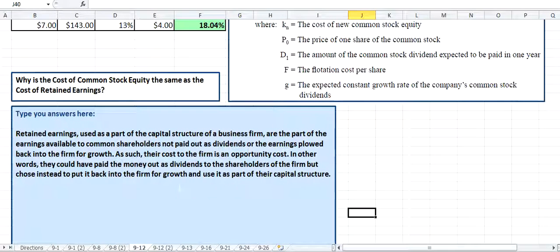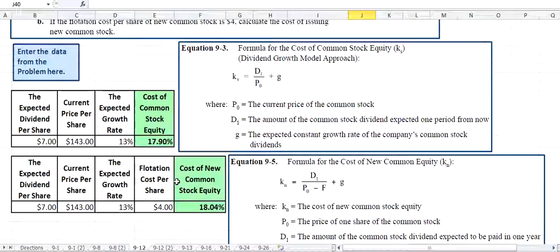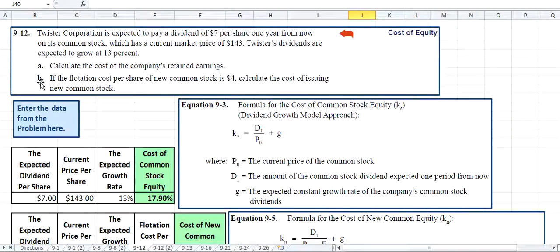If you choose to put the money back into the firm, then you are giving up the opportunity to return it back to your shareholders. And then the other way around, if you return it back to your shareholders, you're giving up the opportunity to reinvest it back into your firm. Okay, so that's problem 912.